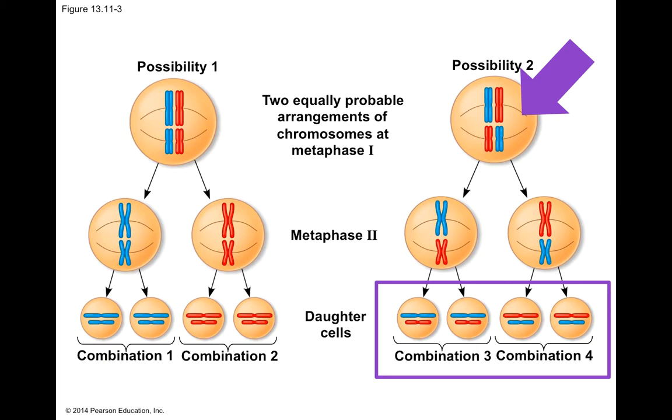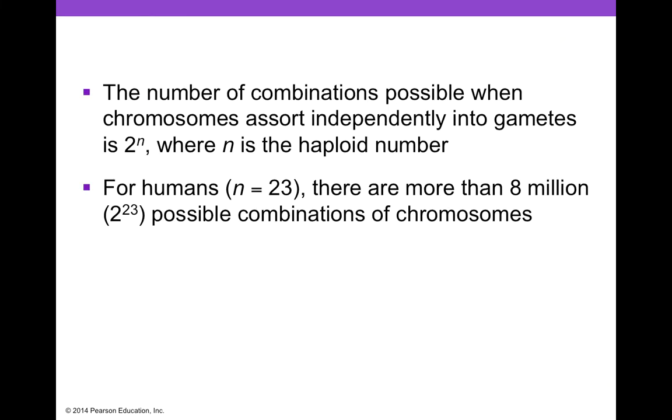The more chromosomes in a species, the more possible combinations that we can have. The rule of thumb to calculate the number of possible combinations in a gamete is 2 to the n, where n is the haploid number of chromosomes. So in the case of humans, where our haploid number is 23, 2 to the 23rd would give you more than 8 million possible combinations in an egg or a sperm. And that's a lot of variation.